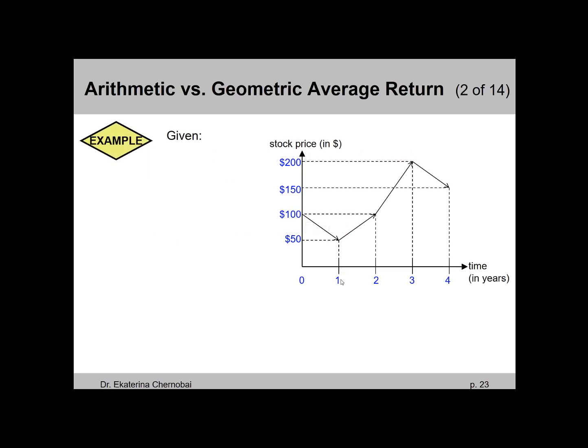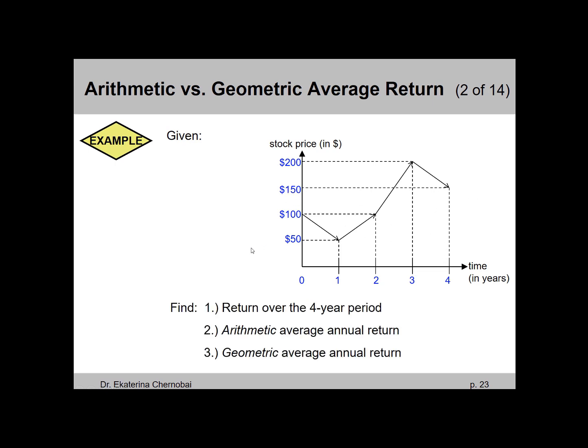Let's say this is what we know. Let's say today, year 0, you pay $100 to buy 1 share of stock. So we have stock price in dollars on the vertical axis, and then we have years in the future on the horizontal axis. So today you pay $100 to buy 1 share of stock. 1 year later, the price drops to only $50 a share. Another year goes by, end of year 2, it goes back to $100 a share. Then $200 at the end of year 3, and $150 at the end of year 4. This is what we are given.